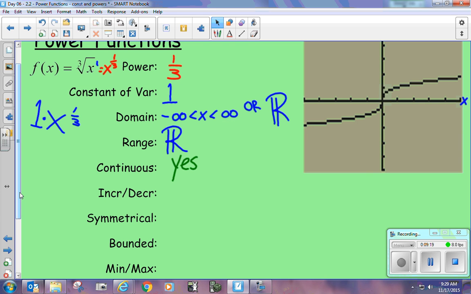Question. What is the slope at the point 0? Is that straight up and down? Because remember, if it's a vertical line, it's undefined slope, right? What do you guys think?